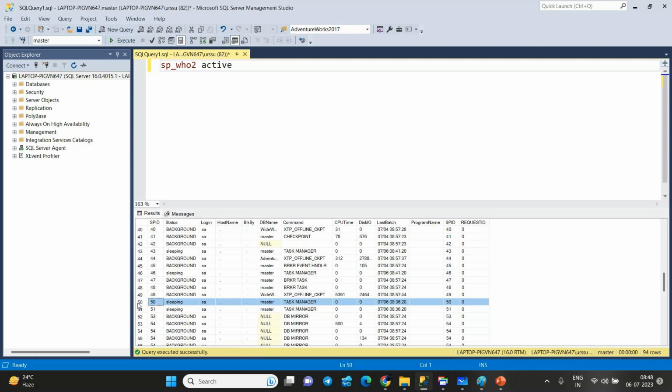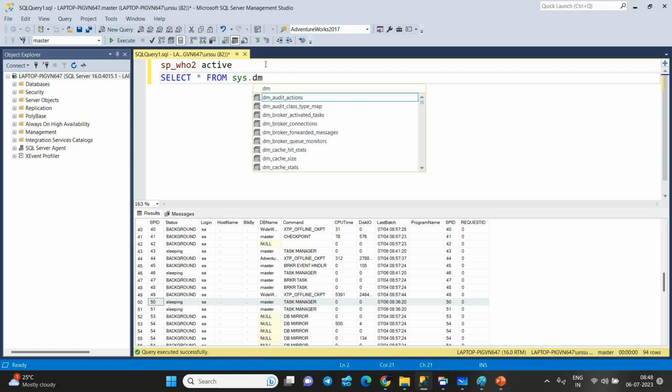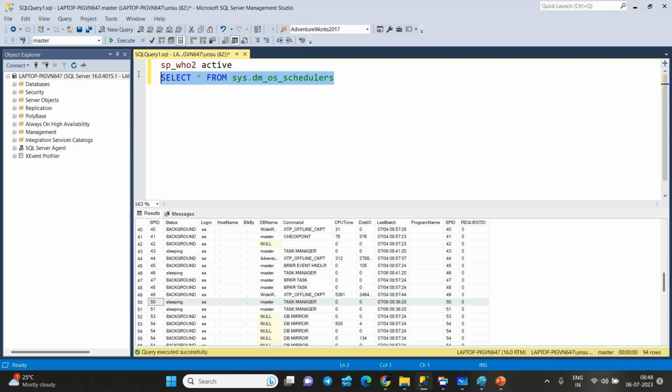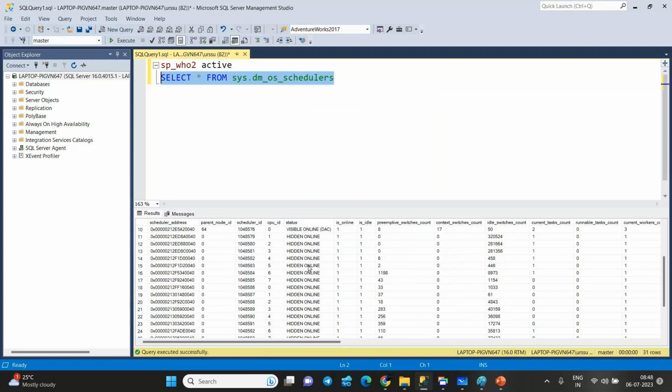For these system processes, how the CPU is allocated and how the memory is allocated, we'll see. There is a concept called schedulers. Select star from sys.dm_os_schedulers. When you run this, there is a hidden scheduler. These are all the system processes. Using these hidden schedulers only, your system processes are running on the CPU. We'll see it at the advanced level. Not now, this is not the right time. We'll see all these concepts at the advanced level. Make sense, everyone?